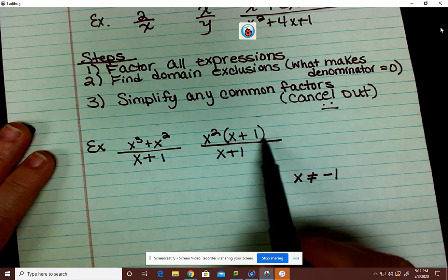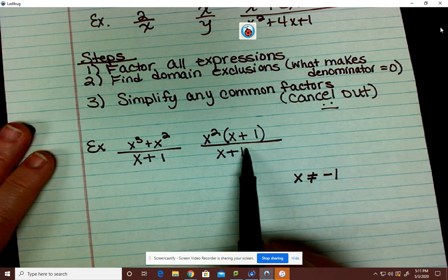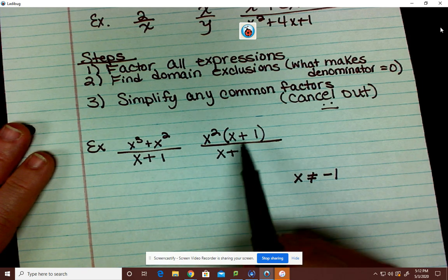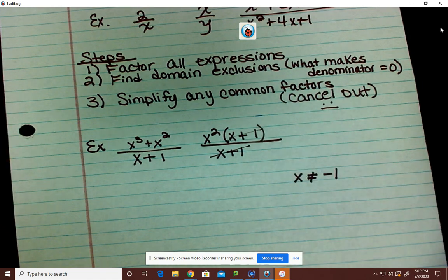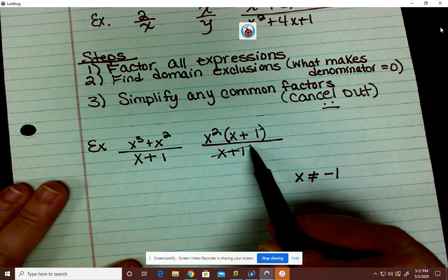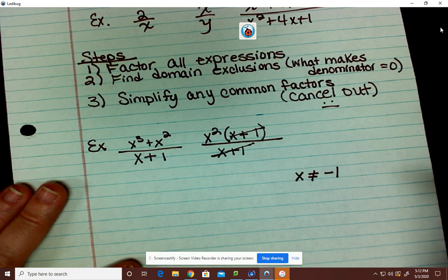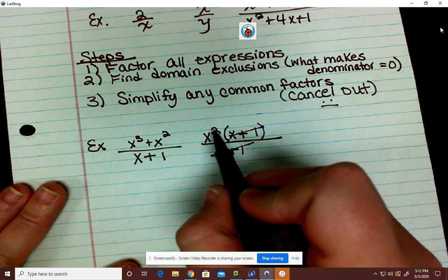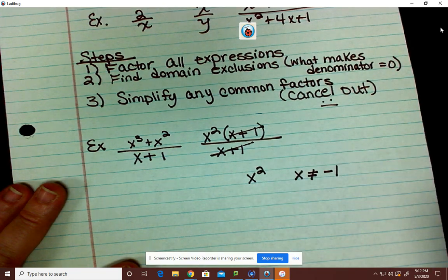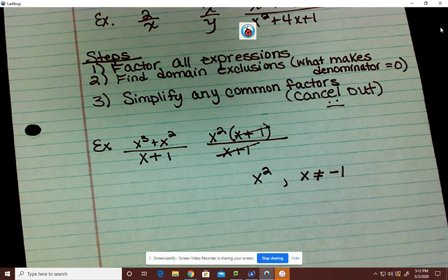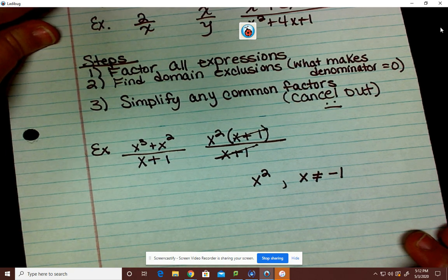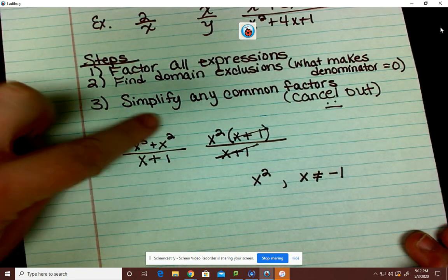So x plus 1, this expression, and this expression, x plus 1, can be simplified as one whole expression. So x plus 1 divided by itself is 1, and that's why I can simplify that. And so that just leaves me with x squared. So what we're doing here is we're finding a more simplified, because we're simplifying, way to write this expression.